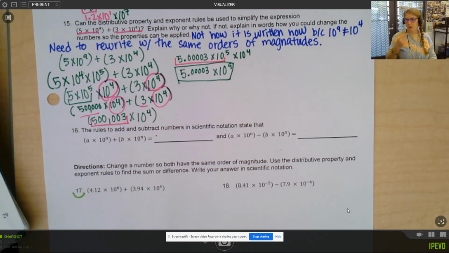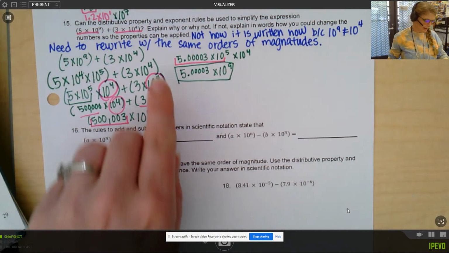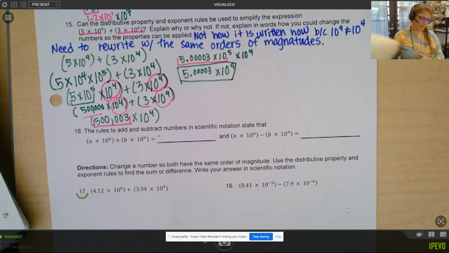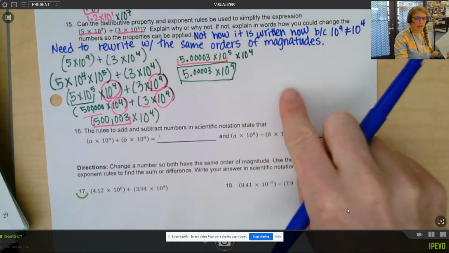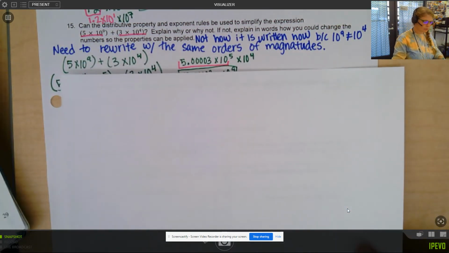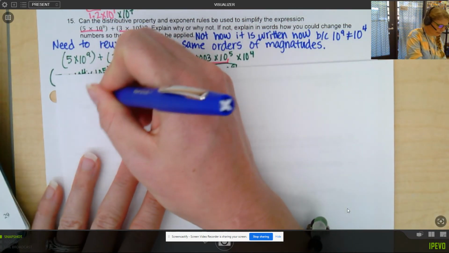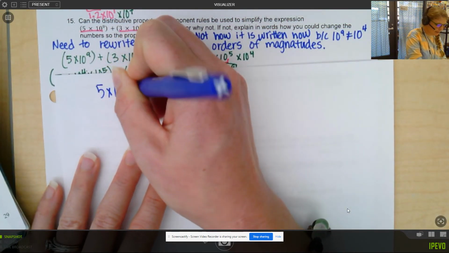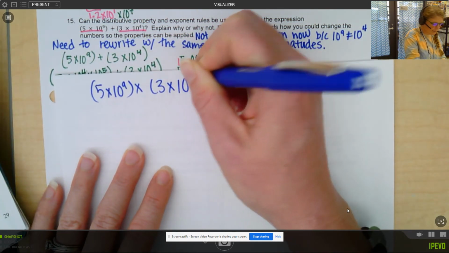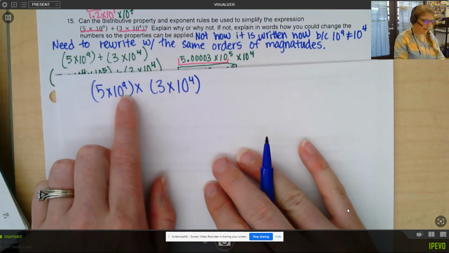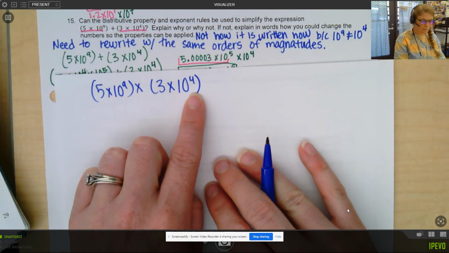Now you might be saying, Mrs. Barth, how did you know to rewrite them to have the lower power? Well, I didn't. And you can do the other way as well. I kind of ran out of room right here, so I'm going to do this problem again. But what I'm going to do this time is rewrite them to both have powers of 9 instead of both having powers of 4.